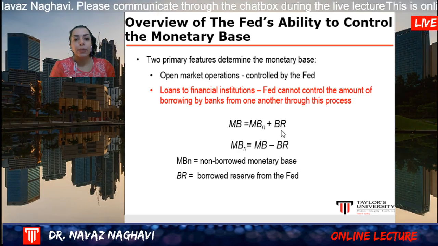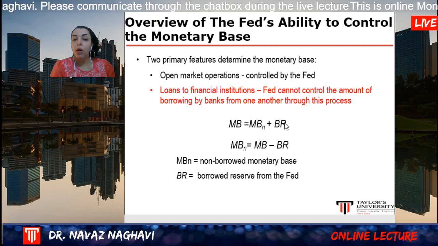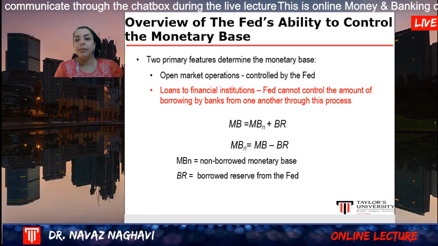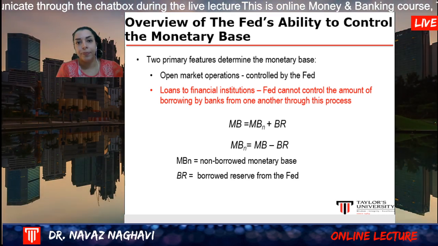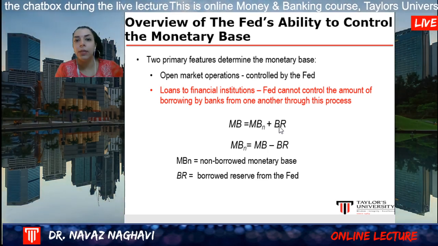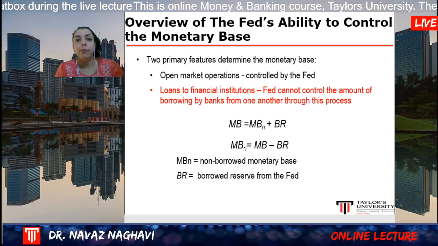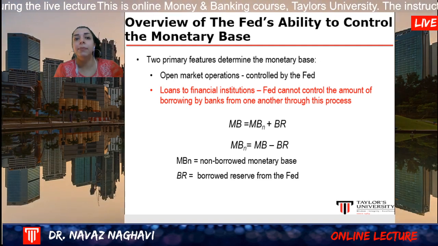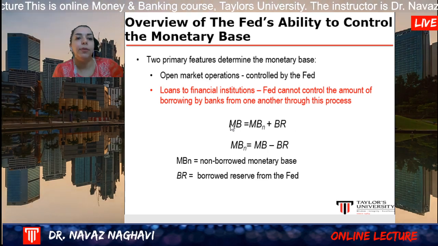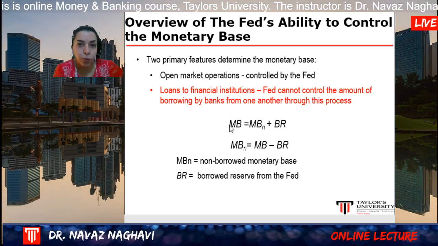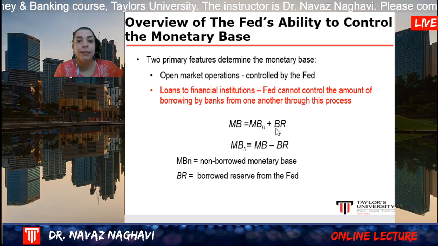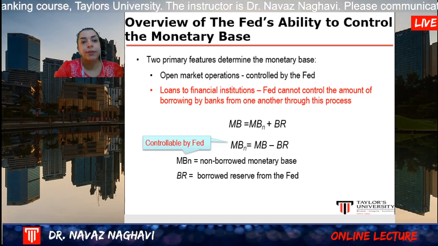The second component is BR. BR is the situation that the banking system is getting a loan from the Fed. So is it in control of the Fed? It is not in control of it. Why not? Because of course the Fed doesn't know when the banking system needs money, right? Sometimes, for example, they need money, they refer to the Fed. Sometimes they don't need money, they don't refer to the Fed. So that's why this loan, this borrowing from the Fed, is not in control of the Federal Reserve.